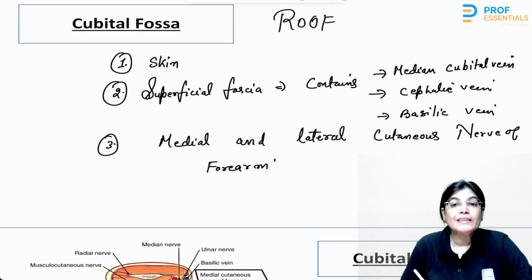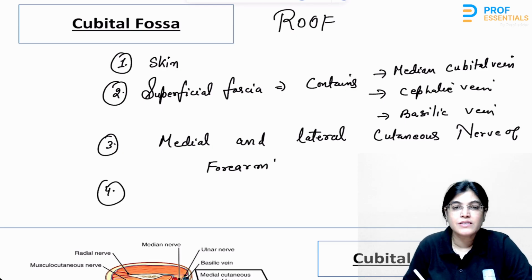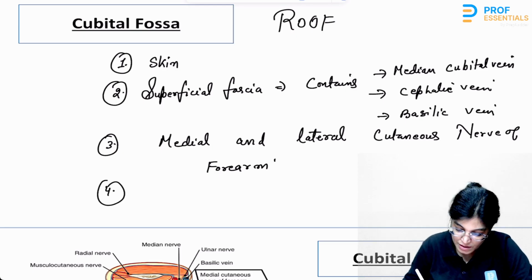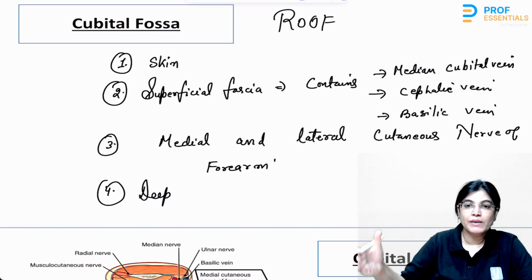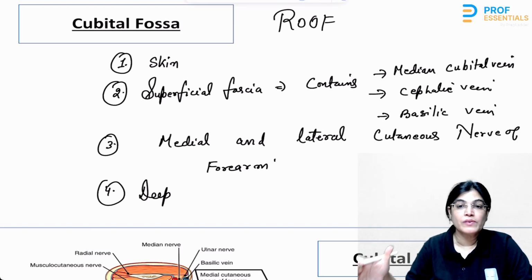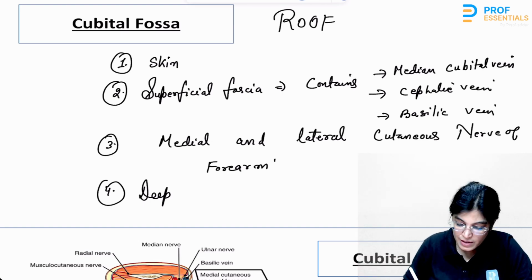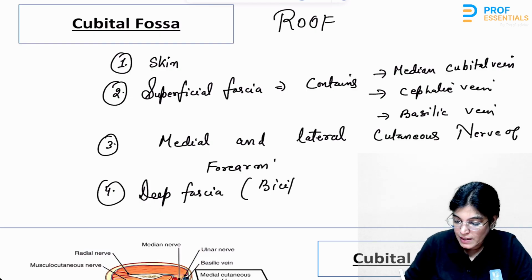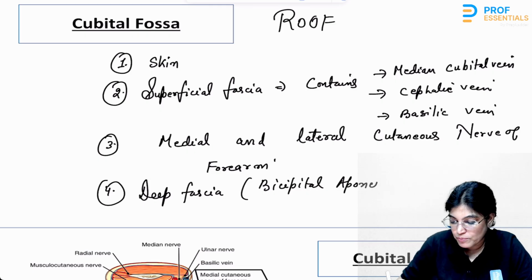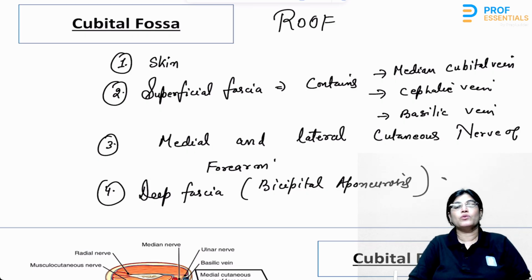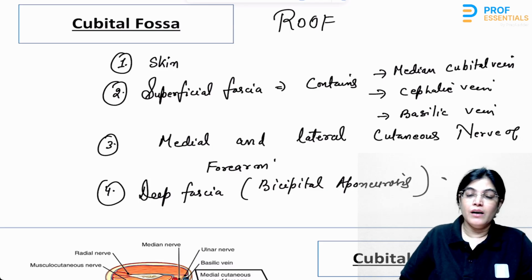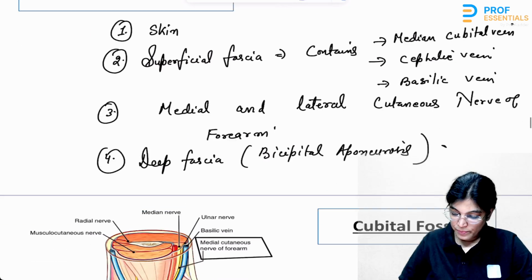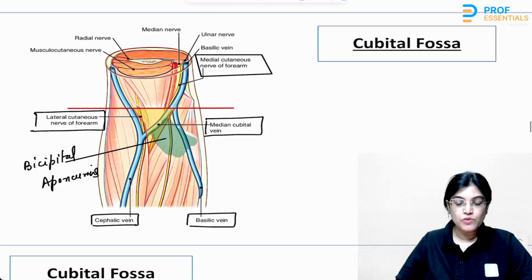And if I talk about the deep fascia, the strengthening of the deep fascia is done by the bicipital aponeurosis. Deeper to these structures, we have the bicipital aponeurosis, which is actually the aponeurotic extension of the medial aspect of the biceps brachii muscle. So we have seen the roof structures also.